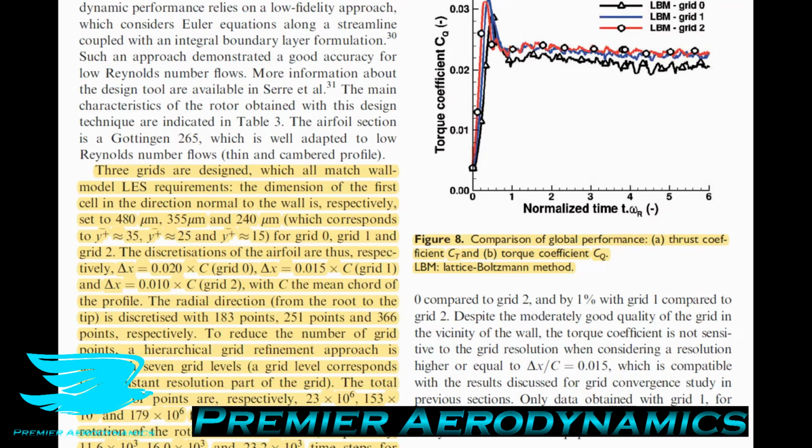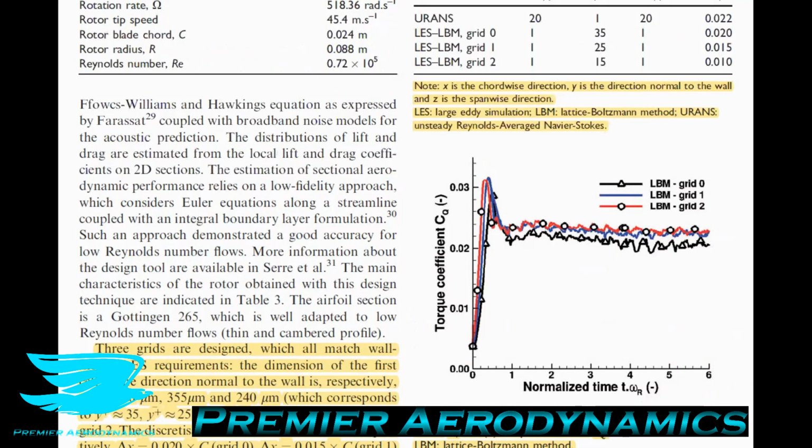So that's good. They say only data obtained with grid 1, this grid, for which torque and thrust coefficients are converged, are analyzed for the rest of this paper. And you can see with the torque of these results, grid 1 and grid 2 mimic each other very nicely, even from the very start when you're just ramping up the simulation.